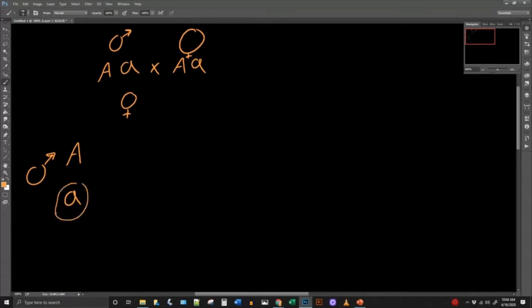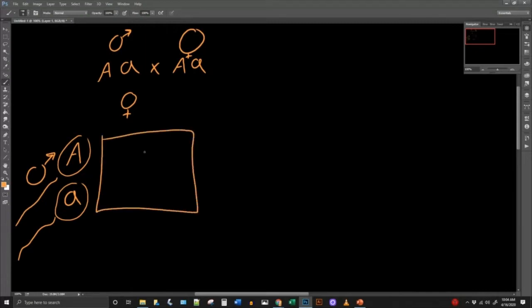The male parent can make two kinds of sperm cells. That's what these little things represent here, the kinds of sperm cells that they can make. It can either have the dominant gene or the recessive gene. Female parent, same thing. And you guys know that there's the homozygous dominant genotype, the homozygous recessive genotype, and then you have the heterozygous genotype.